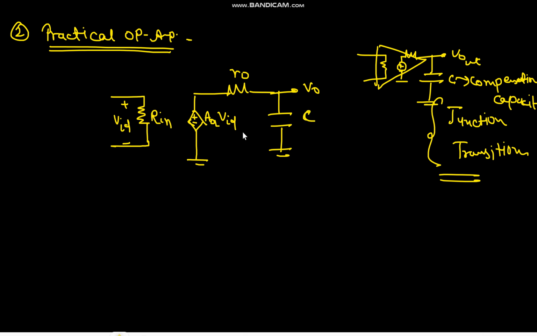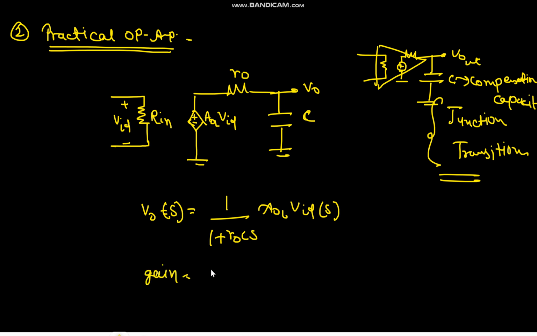Now you need to write the V output expression. In transfer function form, I will write V naught S would be 1 upon 1 plus R naught CS into the open loop gain times VID S. Simply 1 upon 1 plus R naught CS into V in. This V in voltage is AOL into VID S. So your gain would be AOL upon 1 plus R naught CS.